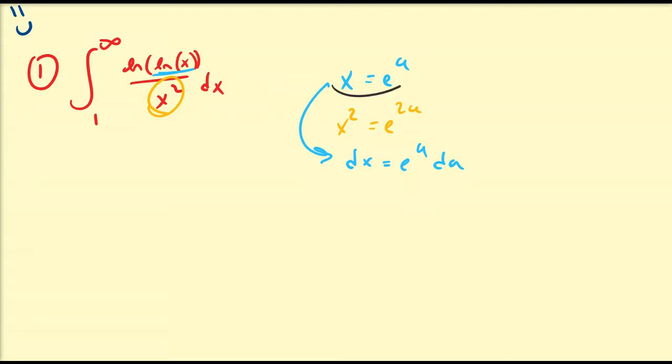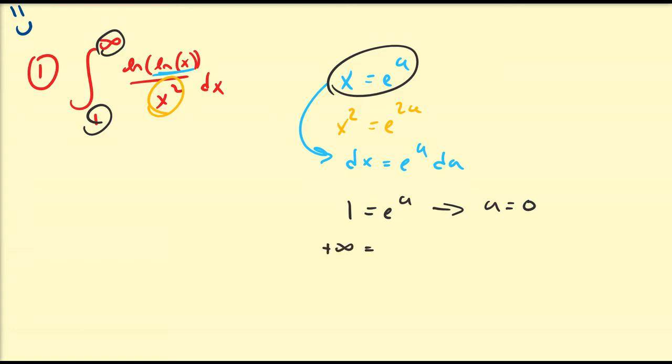Let's work out our limits for x. So x is going to go from 1 to infinity. When 1 is equal to e to the u, the only value of u that's going to make this true is 0. When x is equal to positive infinity, the value that makes this true is going to be positive infinity as well. So those are going to be our limits of integration.